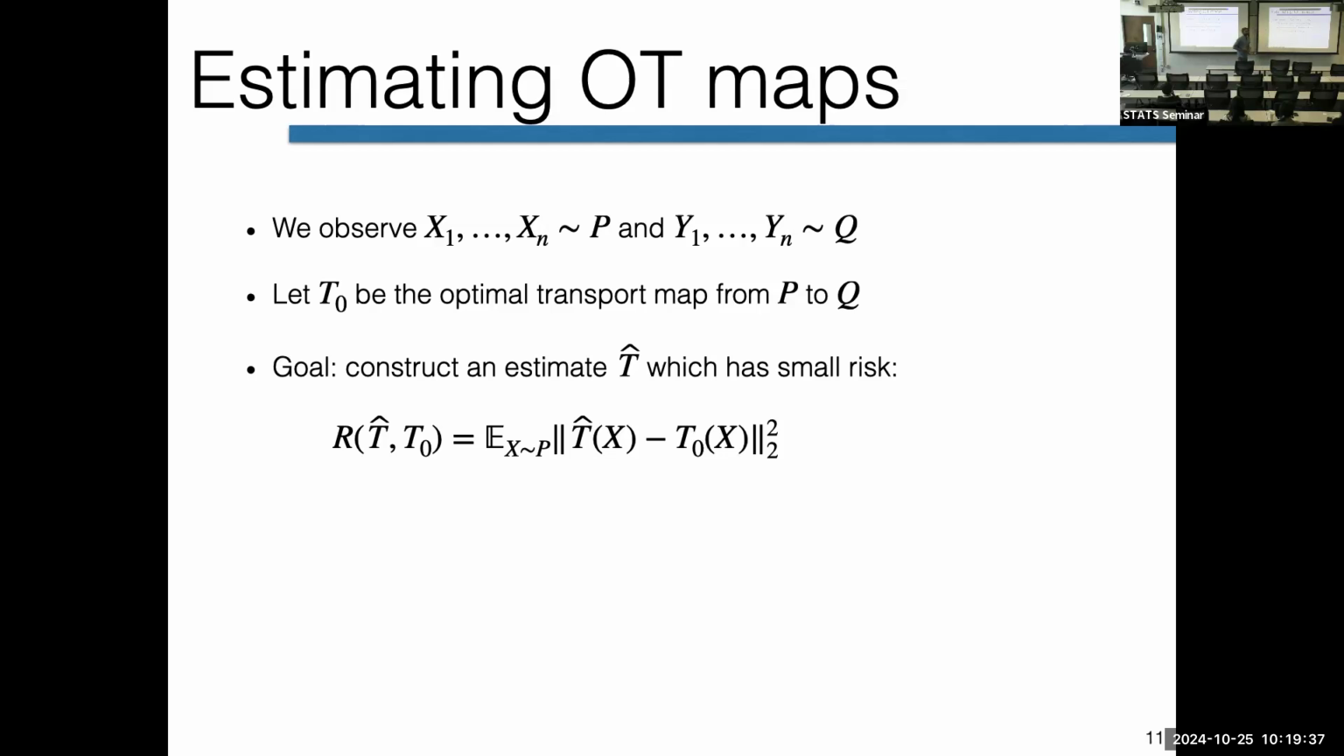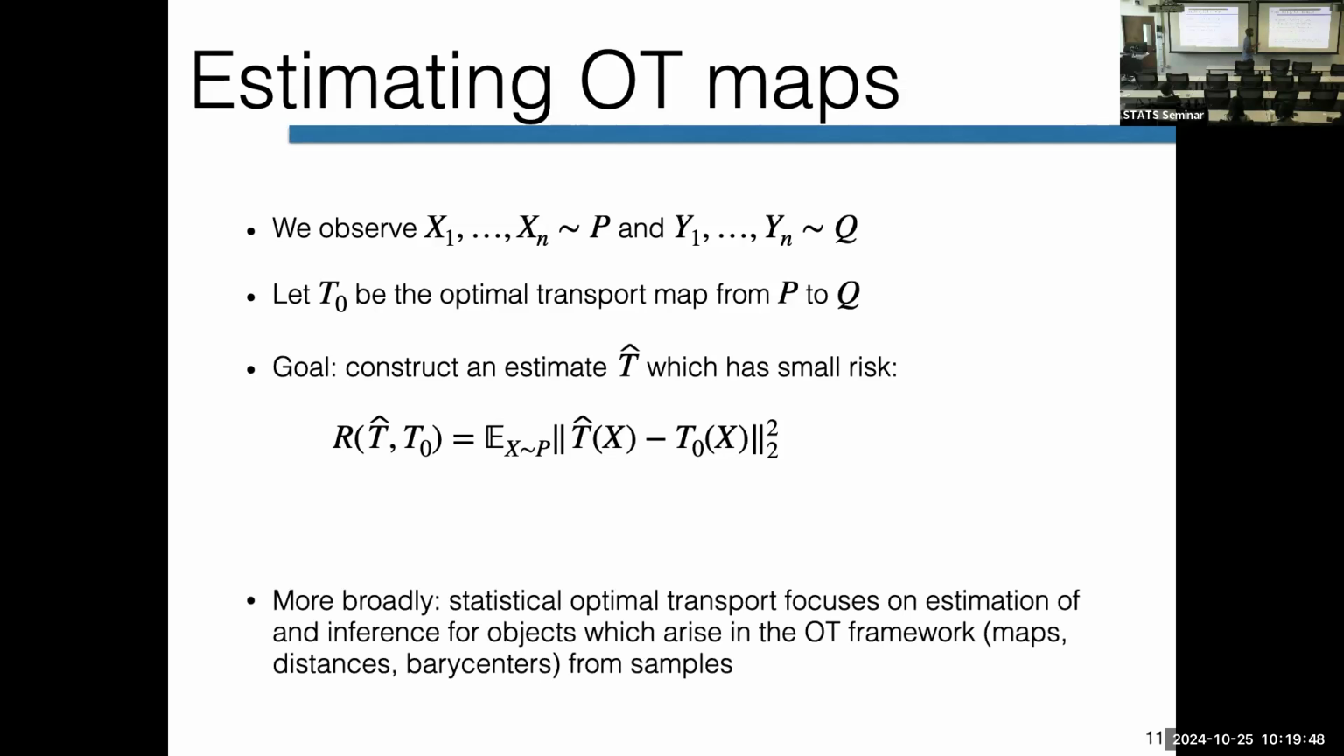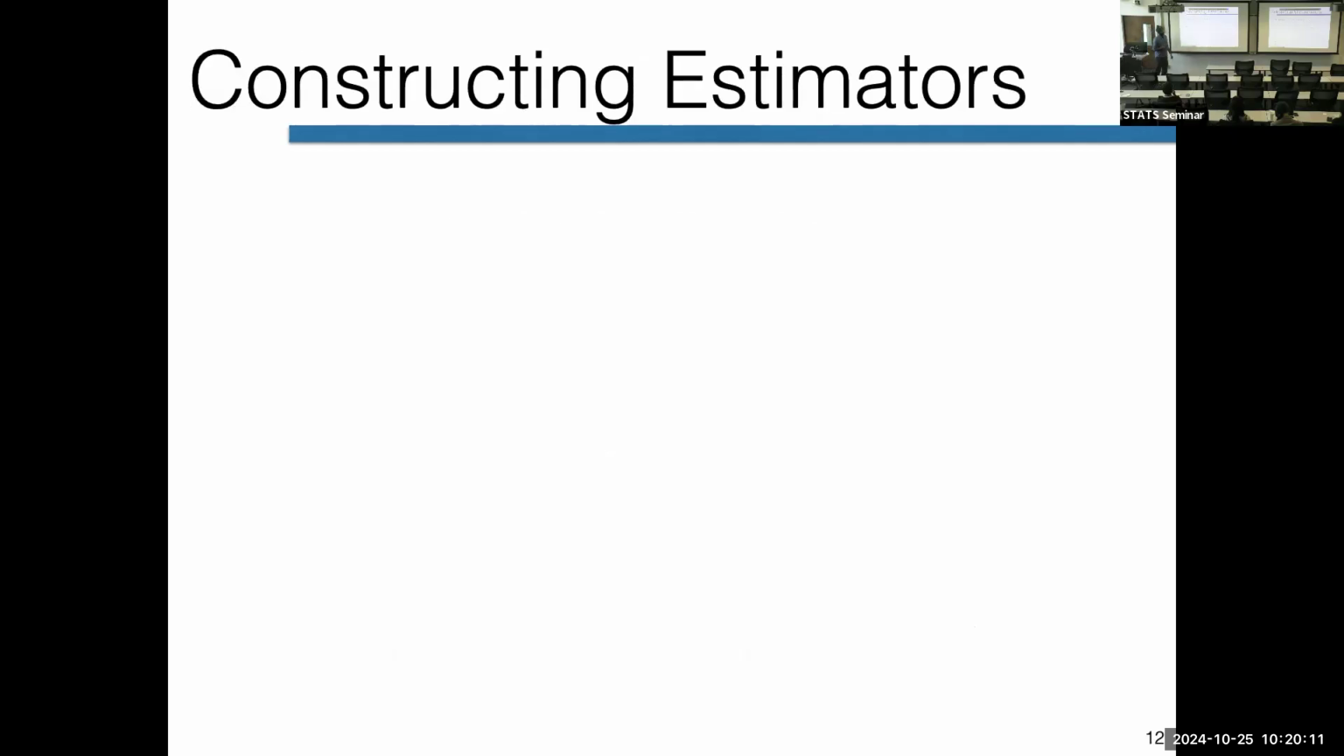So in pure math, you often think of the case where I hand you the two distributions. In statistics, we often think about cases where rather than give you the distributions themselves, I'm going to give you some samples from them. And very broadly, this is the area of statistical optimal transport. It focuses on estimation of objects like the Wasserstein distance, the transport map, or barycenters. These are all objects that are in the OT framework, but you focus on their estimation and inference for those objects when you're given samples. Good. So maybe the first question one should ask is, how does one design an estimator for the optimal transport map? It seems like a kind of unwieldy object.